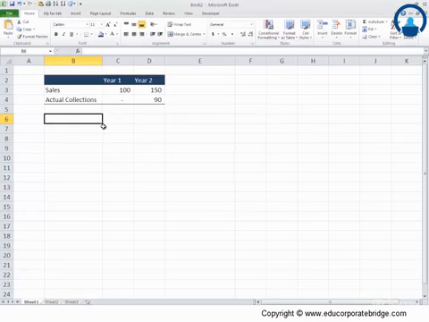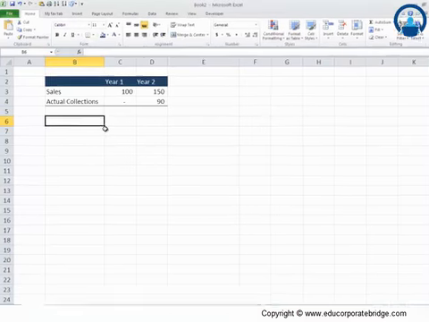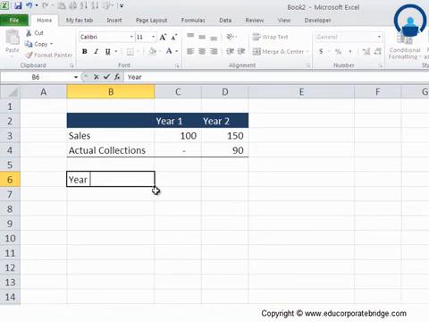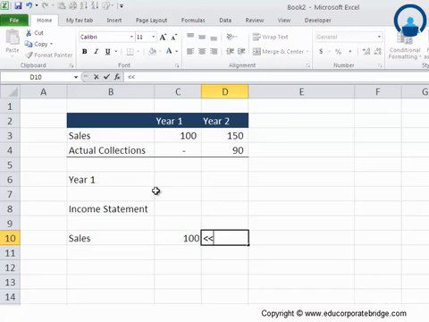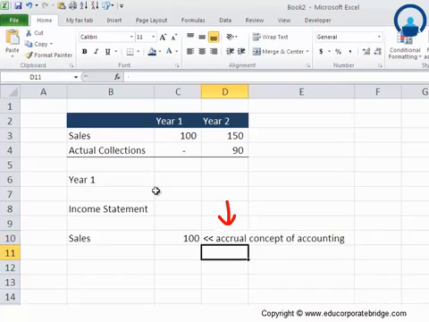Let us now work on the income statement, balance sheets and cash flows for this case. Let's start with year 1, income statement. The income statement obviously starts with sales, and sales here would be $100. The reason we are recording $100 here even if we have not yet received cash is because we are following a method known as the accrual concept of accounting, and this was introduced earlier in our introduction to accounting lectures.